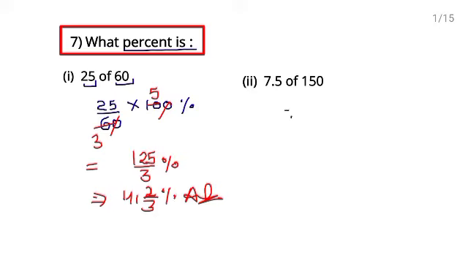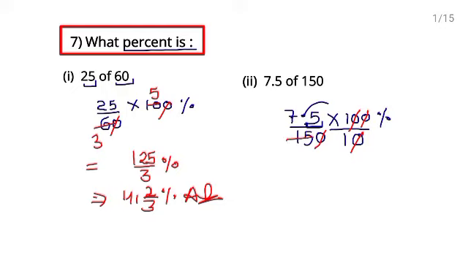Next part is 7.5 upon 150. They are asking to convert into percentage, so multiply by 100 and put the percent sign. This is in decimal, so remove the decimal and put 1 in the denominator. After the decimal there was only one digit, so put 1 0. Now this 0 and 0 cancel out, this 0 and 0 cancel out. 15 5s are 75. Clear? So this is 5%. This is your answer.